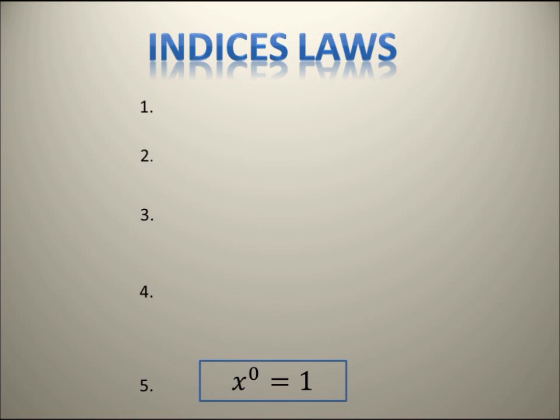The next one is just what we've been doing. 1 over an indice is equal to the indice rewritten with the negative power. So 1 over x to the power a, where a is any number, equals x to the power minus a. And that's all there is to it, really. That's the 4th and the 5th indice law.